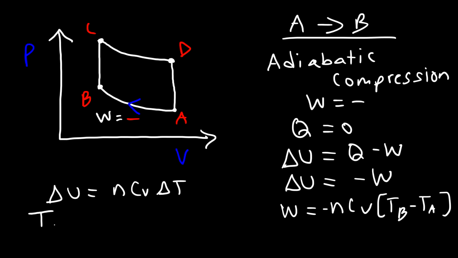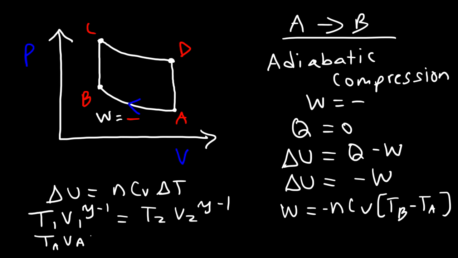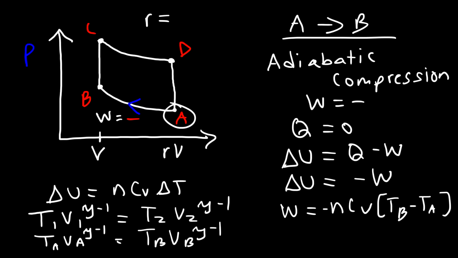Now, for an adiabatic process, we have this formula. T1 V1 raised to the gamma ratio minus 1 is equal to T2 V2 raised to the gamma ratio minus 1. Now, we're going from A to B, so T1 could be called TA, V1 is VA. And that's a terrible gamma symbol. So T2 is going to be the temperature at B, V2 is the volume at B. Now the volume here, let's call it V. So if the volume at B is V, the volume at A is rV. So the compression ratio is the ratio between the large volume, which is the volume at A, divided by the small volume, which is the volume at B. So now you can see how the compression ratio is related to the Otto cycle in this PV diagram.